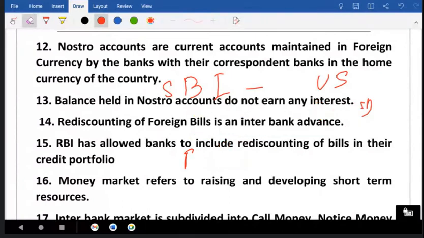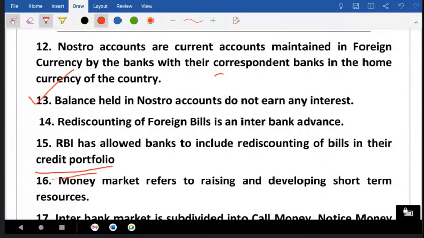Next, balance held in a nostro account does not earn interest. This is very important. Whatever balance is there in the nostro account, no interest is paid. Rediscounting of a foreign bill is an interbank advance, because an interbank transaction is involved. RBI has allowed banks to include rediscounting of bills in their credit portfolio. That means you can go for international business by rediscounting of bills.